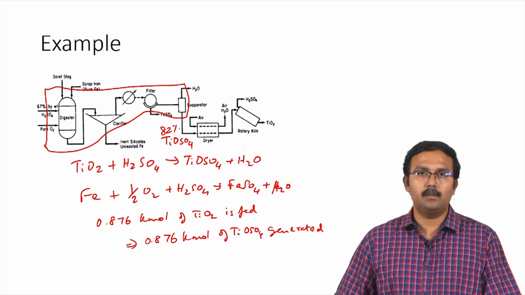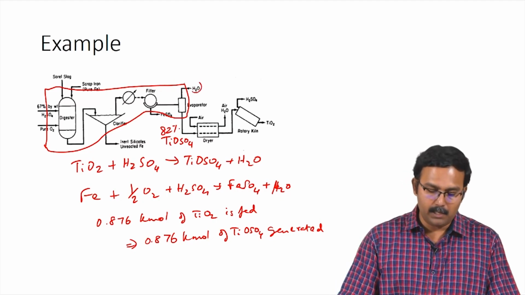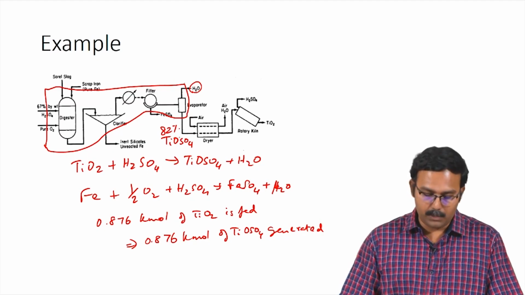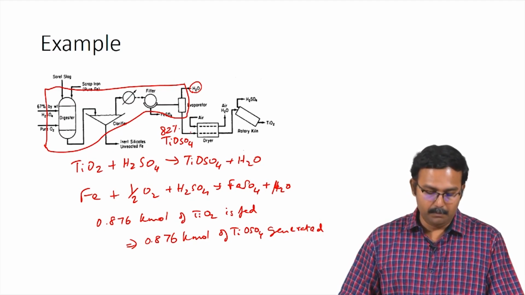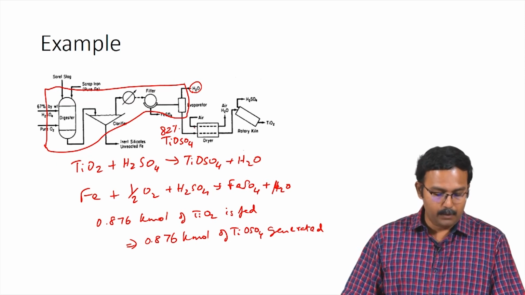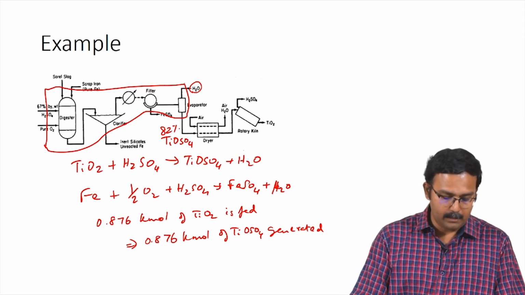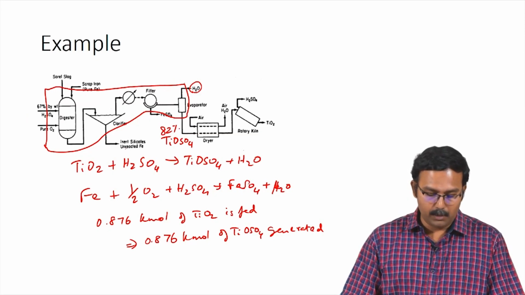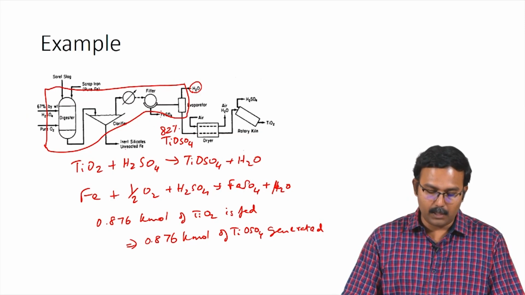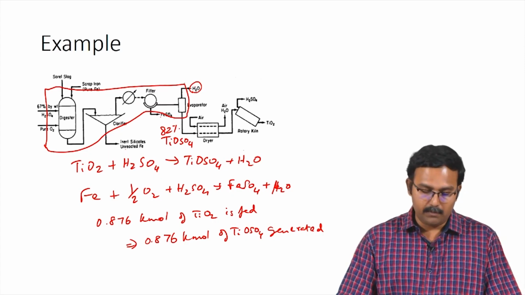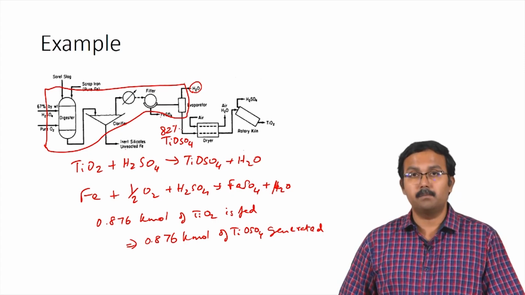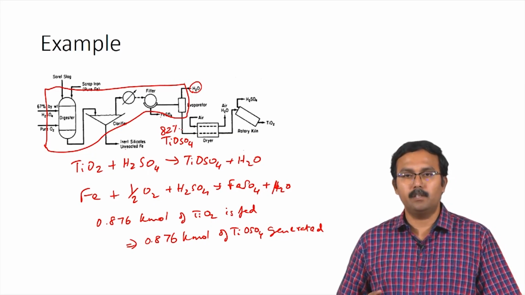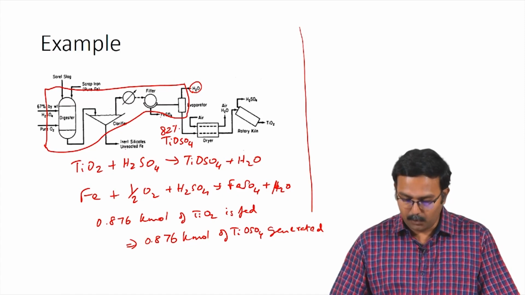So, we need to calculate the amount of water which is leaving through this system. We now have information about the water present in this particular stream, and we know that there is some water entering through the H2SO4 stream, and water is not leaving through the inert silicates or through the FeSO4. Water is leaving only through these two particular streams. So, based on this information we can now start writing a balance equation for water, which is exactly what we are going to do now.